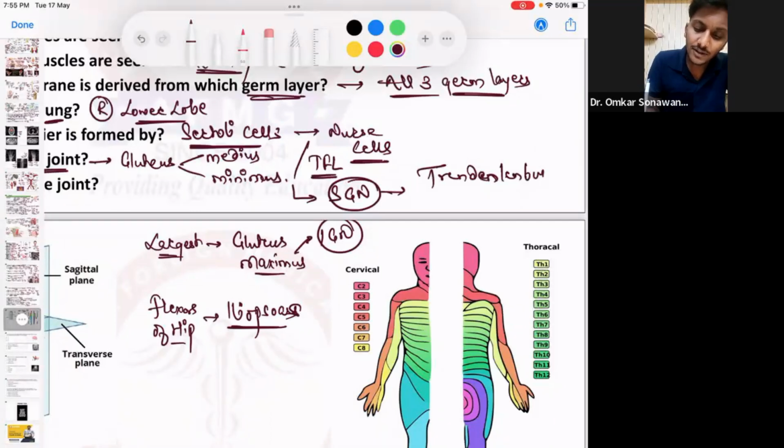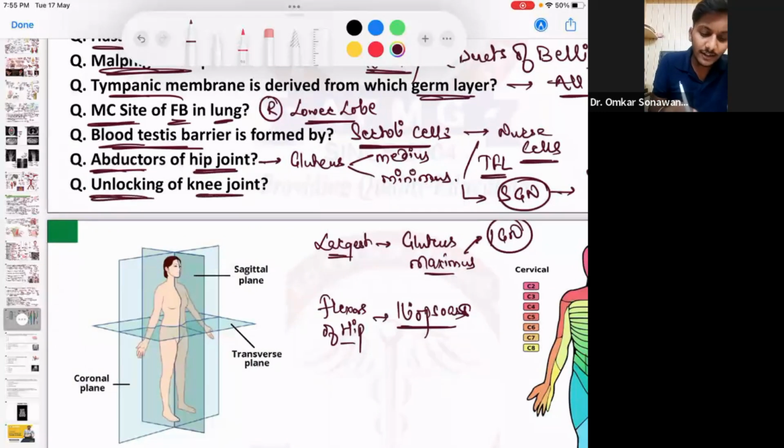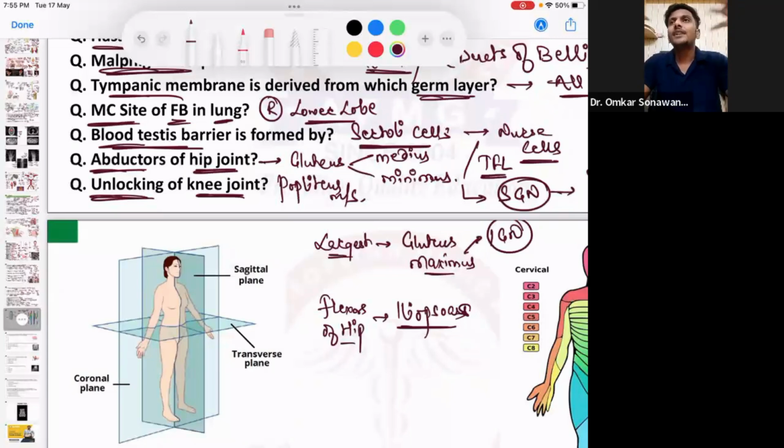Trendelenburg test. Which test is done? Trendelenburg test. कोई दिक्कत नहीं है. Unlocking of knee joint, as I told you already. Unlocking of knee joint is caused by popliteus muscle, whereas locking of the knee joint is caused by quadriceps femoris.